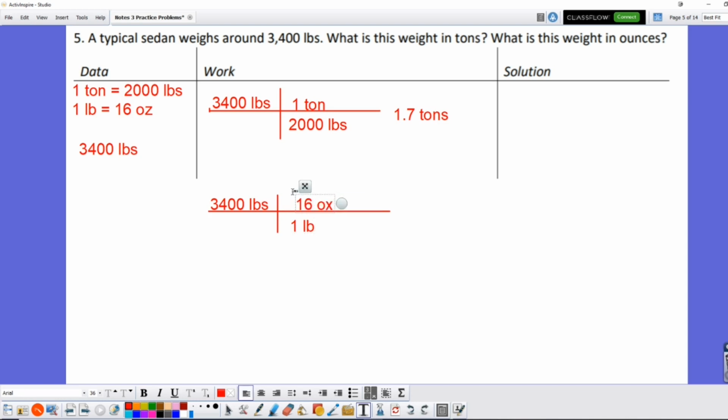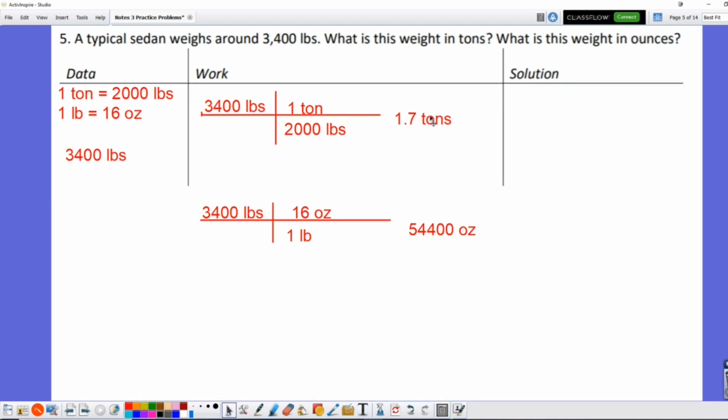16 ounces. So if I do 16 times 3,400 in a calculator, I get a pretty big number here. And that is going to be 54,400 ounces. So those are my two answers, 1.7 tons and 54,400 ounces. That is practice problem number 5.